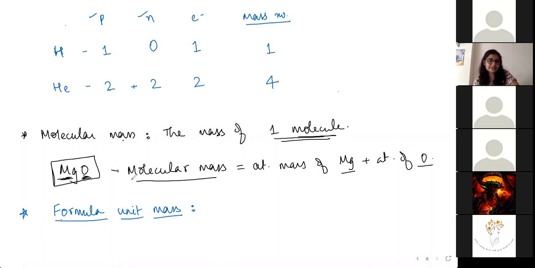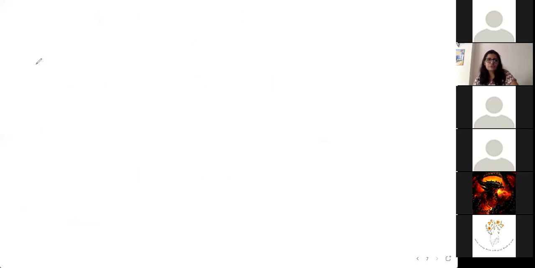But how is that different from molecular mass? This is important because there are two different types of compounds. We discussed that there are ionic compounds and covalent compounds, right? So what's the difference between ionic compounds and covalent compounds?